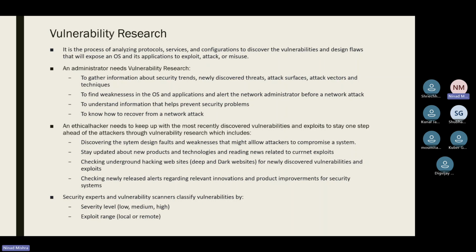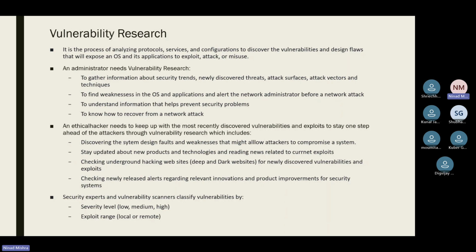Security experts' vulnerability scanners classify vulnerabilities by severity level and exploit range. Severity level will be low, medium, or high, based on the level of the threat, and this is classified by the impact of that vulnerability. If a vulnerability has a minimum impact, it will be kept as low. If it will somewhat cause an impact, but not that much, that will be medium. And high severity means a big attack can be performed because of it. It may be ransomware, bringing down your whole system, or providing backdoor access to the attacker, that sort of thing. According to that, the severity level is classified.